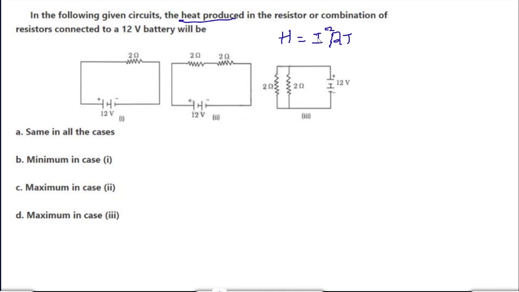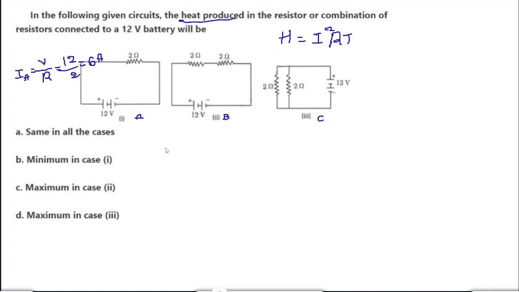So what is I here? I we don't know, right? So let's find I for the first one. I'm considering the circuits as A, B, C. I A is nothing but V by R. So what is V? It is 12, and R is 2. So I can get 6 amperes of current here.